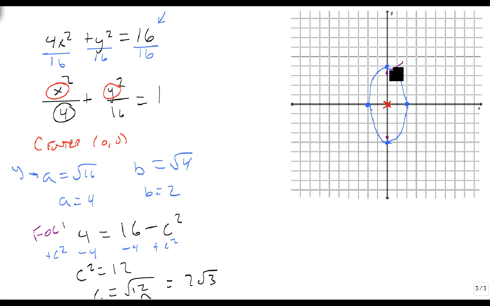And that's close enough. We just label this as 0, 2 square roots of 3, and this one as 0, minus 2 square roots of 3, and that'll give us our graph. But remember, the graph has to include the foci.